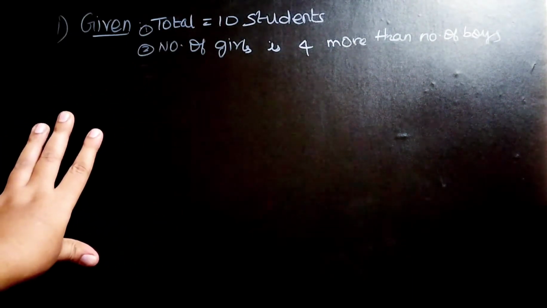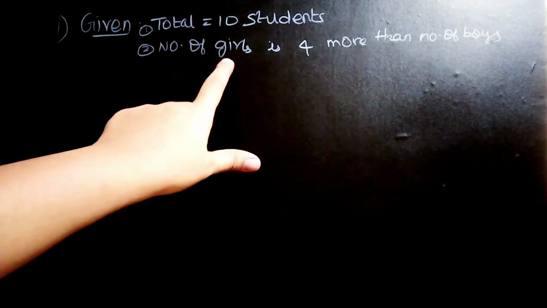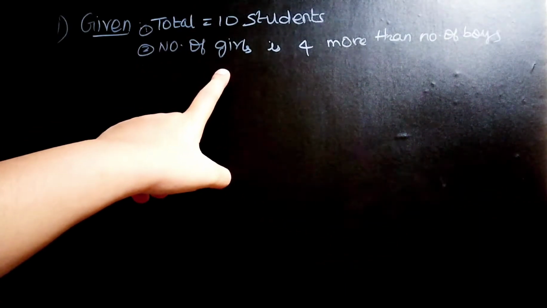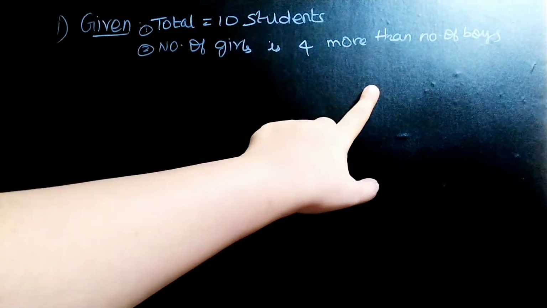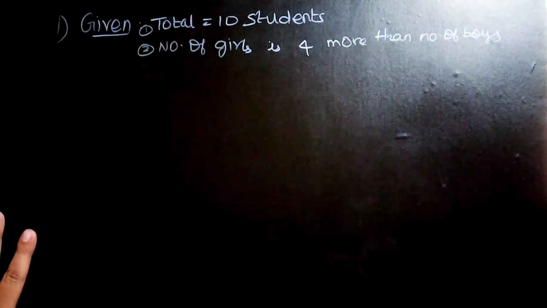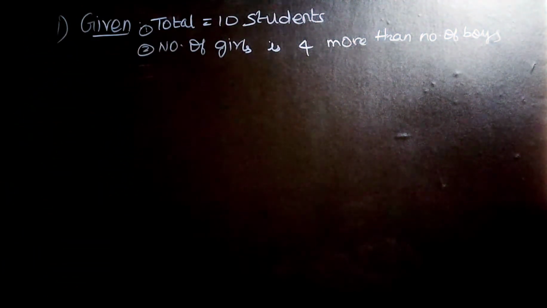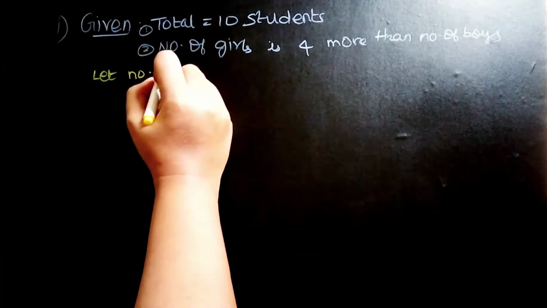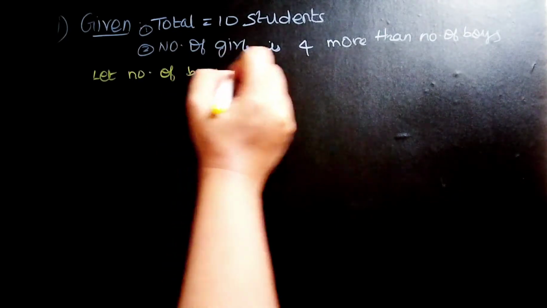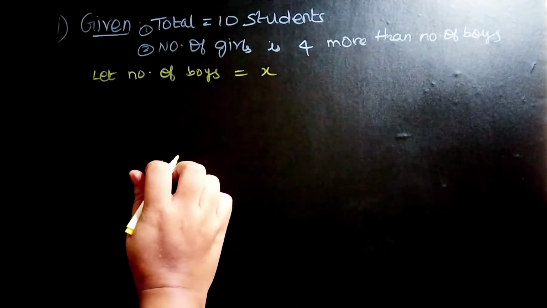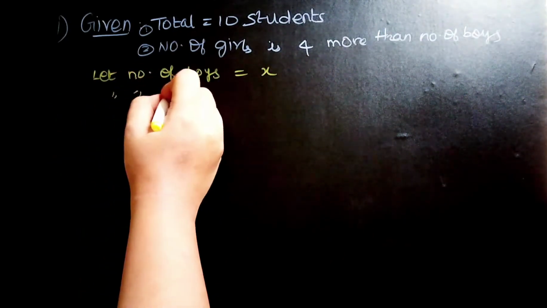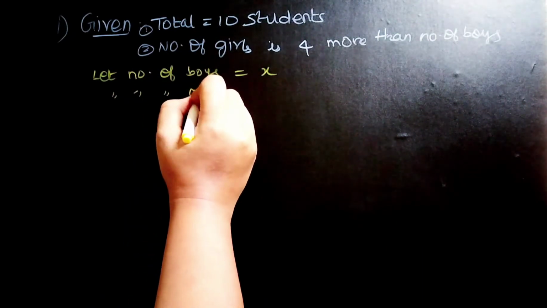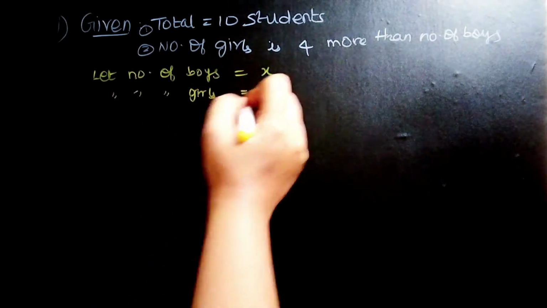But to start with the equation, we don't know the number of girls and we don't know the number of boys. What we know is totally 10 students. Since both of them are not known, we are going to assume variables for them. So let the number of boys who participated in the quiz be X. Same way, let the number of girls who participated in the quiz be Y.